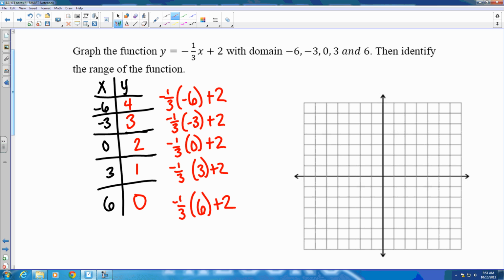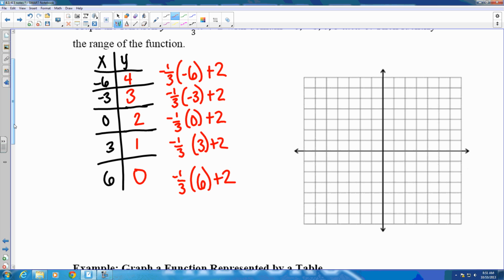You do not have to show your work like that for every single one. I'm just showing you how we got the values. So -6, 4 is 6 to the left, 4 up. -3 to the left, 3 up. 0 to the left or right, 2 up. 3 to the right, 1 up. And 6 to the left, or right, I'm sorry.